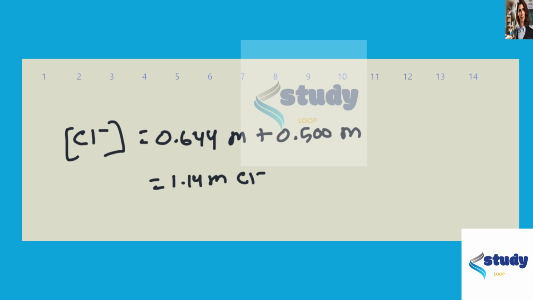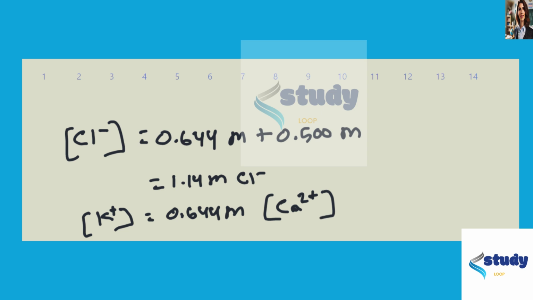and K plus ion concentration is we have calculated as 0.644, and the calcium ion concentration is 0.25. So these are the final concentration of each ion present in this mixture.